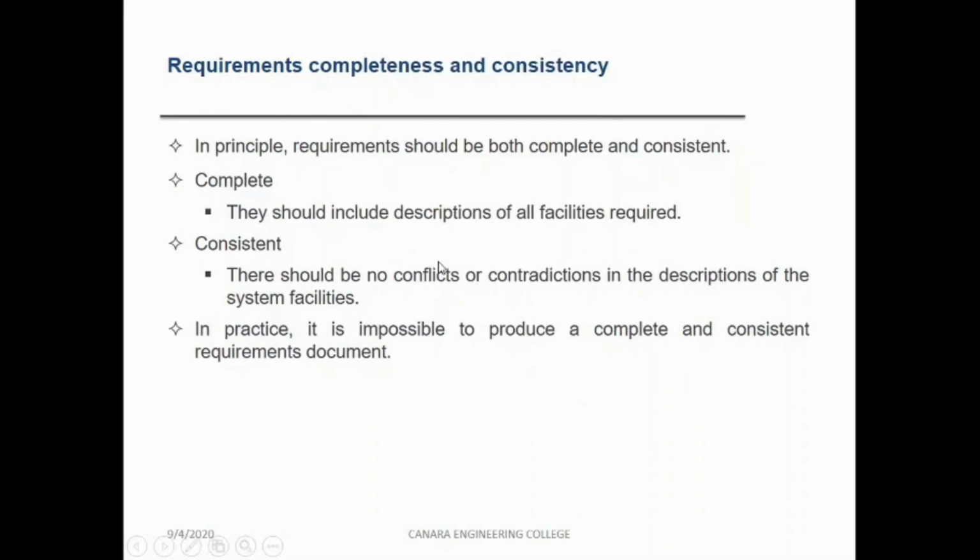Requirement completeness and consistency. In principle, requirements should be both complete and consistent. In the functional requirements, they should be complete and consistent, and unambiguous. If the software does not do what it has been designed for, then it will be incomplete, and there will be a problem for the end users. There should be no conflict or contradiction in the description of the system facilities. In practice, it is impossible to produce a complete and consistent requirements document.